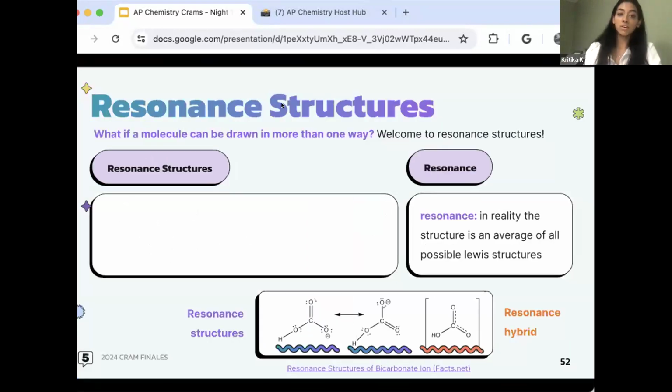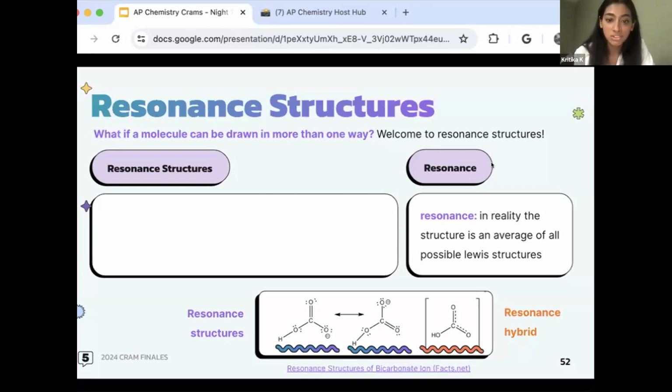So now we're going to move on to resonance structures. This one is not as important for AP Chem. I think they introduced it to you in AP Chem as being more important in organic chemistry, but it is pretty important to know. So the main question that resonance structures address is, what if the molecule can be drawn in more than one way?